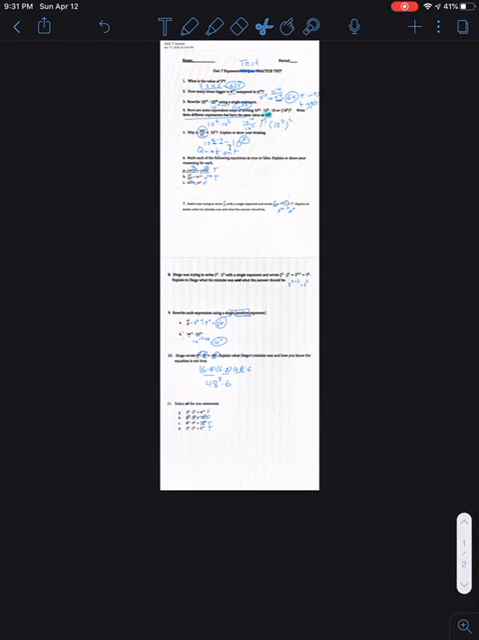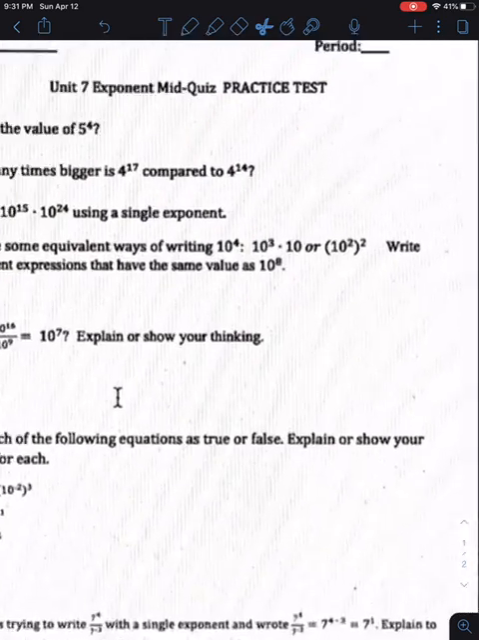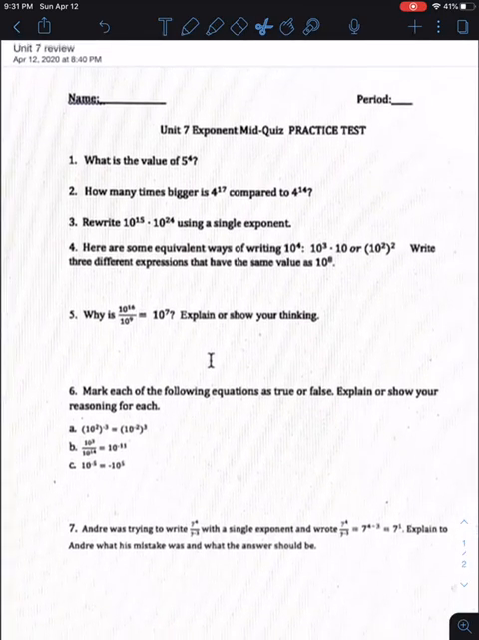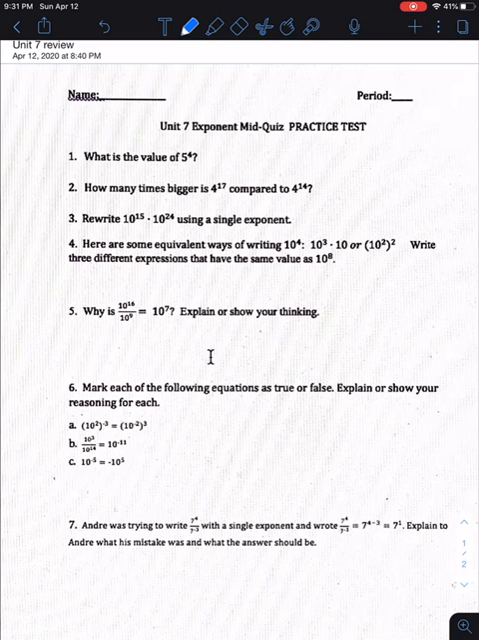All right, folks, welcome to the Unit 7 test review, all right? So up here at the top, you might have noticed it says Unit 7 mid-quiz. Well, it's not the mid-quiz. This is a Unit 7 test. So do not be alarmed by that.